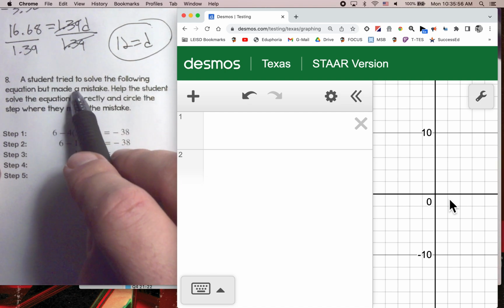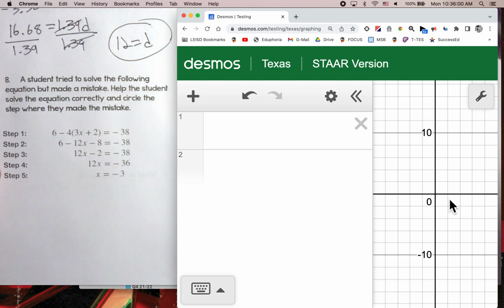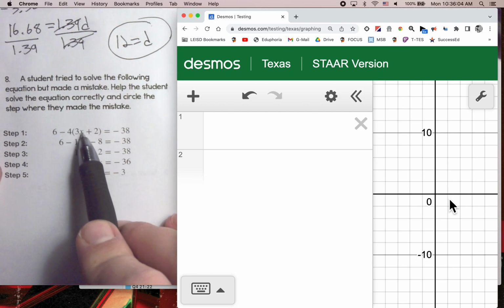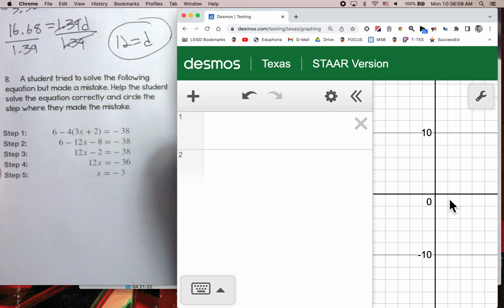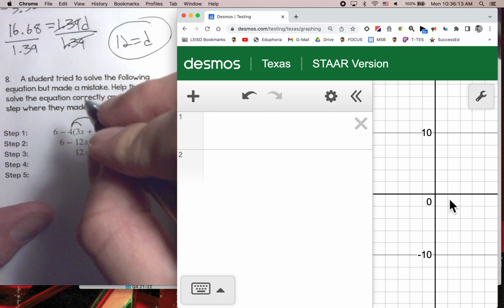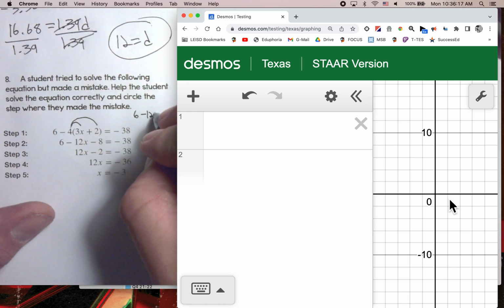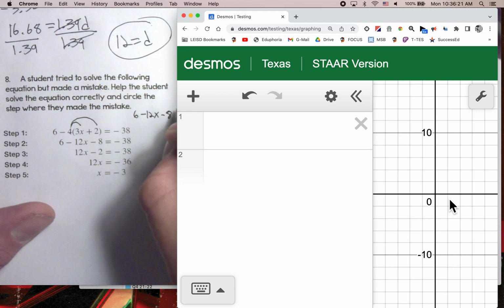So it says a student tried to solve the following equation but made a mistake. Help the student solve the equation correctly and circle the step where they made a mistake. All right. So I got 6 minus 4 parentheses 6x plus 2 equals negative 38. So first step is to ask, can you distribute? Well, I need to distribute, so I'm going to distribute. Okay, that negative 4. So really what that should give me is 6 minus 12x, and then negative 4 times 2 is minus 8 equals negative 38.